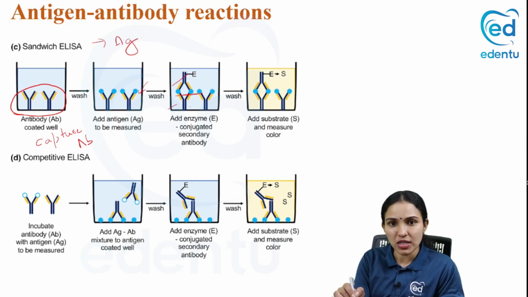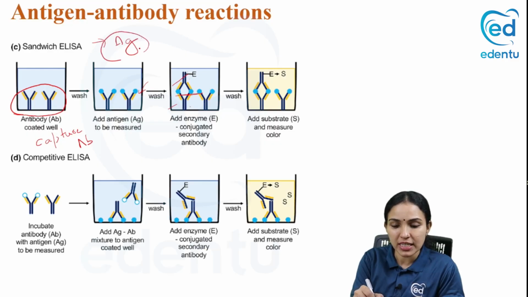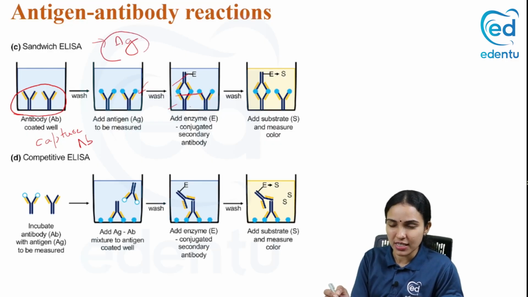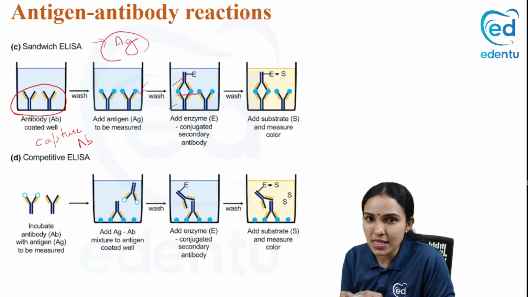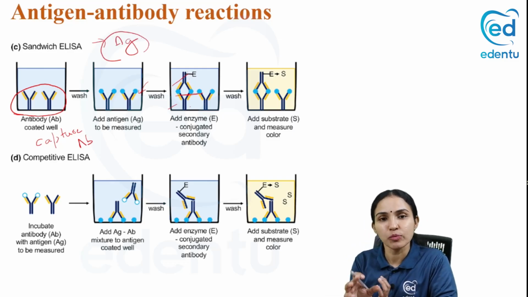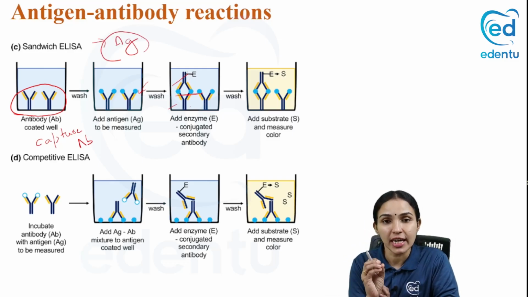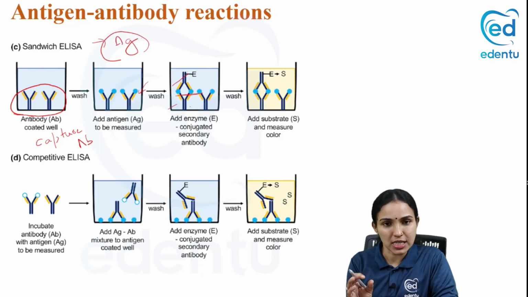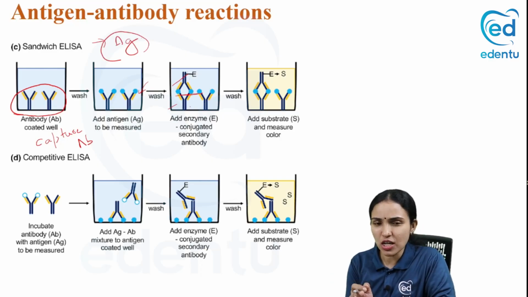Finally, you add the substrate. Enzyme reacts with the substrate and gives the color. So finally, your well looks yellow in color or any other color depending upon the reagent. The color product indicates that the serum which you have added, the test serum, contains that particular antigen. So here in sandwich ELISA, you're going to detect antigen. To make it more specific, you're coating the well with the capture antibody. That is it.